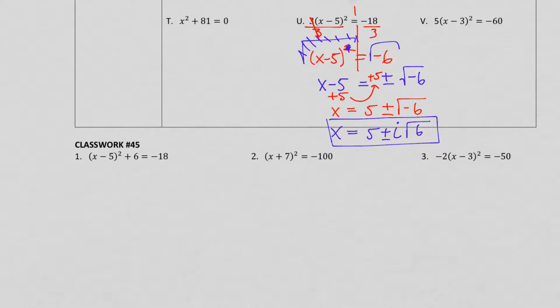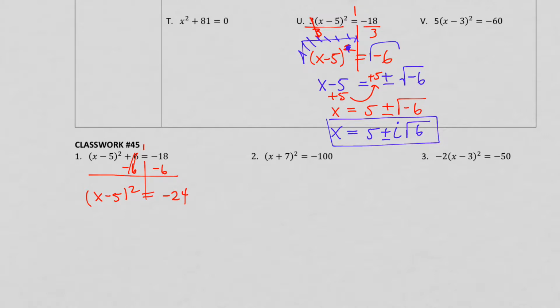And then guys, if I can, just one more example for support if needed. Let's try example number 1 in the classwork. Again, we just have a quadratic equation that we want to solve by taking square roots. In this case, I'm going to first focus on moving this plus 6 to the right-hand side by subtracting 6 first. Once I do that, I'm left with x minus 5 squared equals, and then negative 18 minus 6 is negative 24.